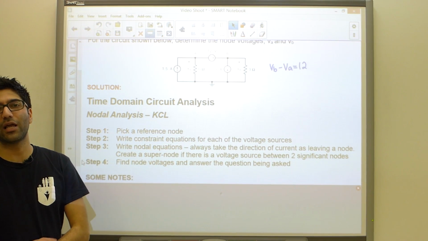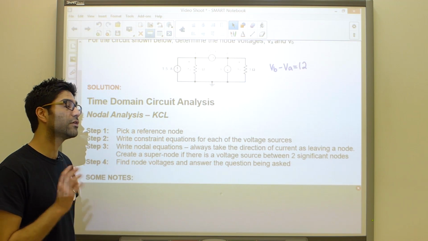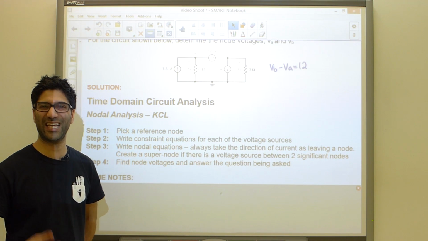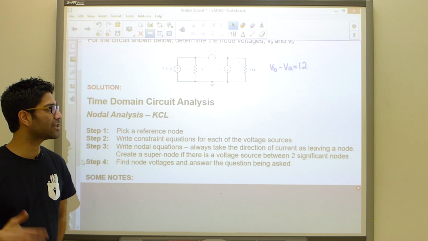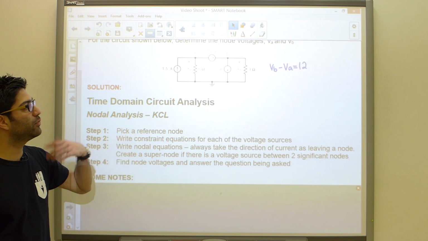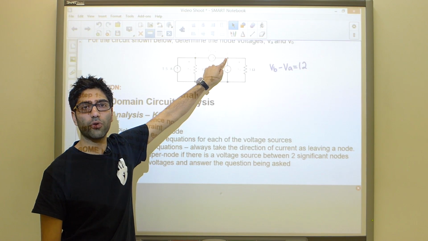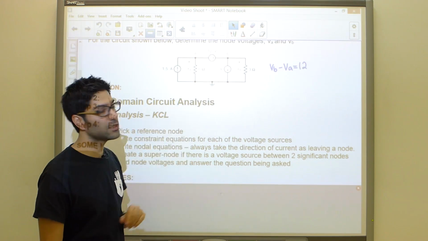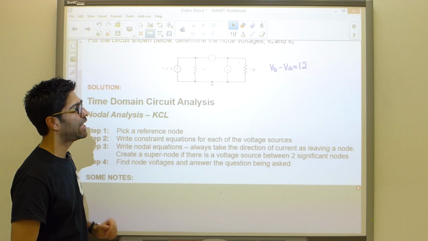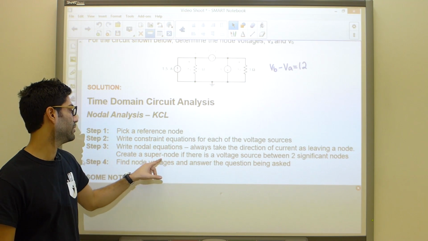At this stage, you should realize that it's a good idea to create a supernode if there's a voltage source between two significant nodes. Even though this sounds like an intimidating thing, the supernode technique actually exists to make your life easier. We realize here that there's a voltage source between two nodes whose voltages are both unknown, and so we're going to solve this problem using a supernode. But first, I will do it, or at least set it up, without using that supernode, and you will see how much simpler the problem becomes once we apply this method.